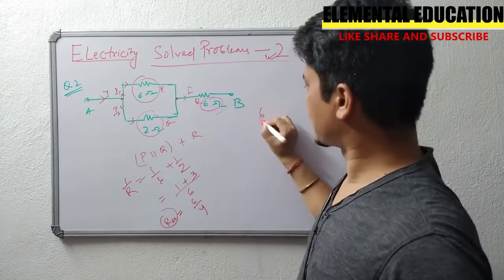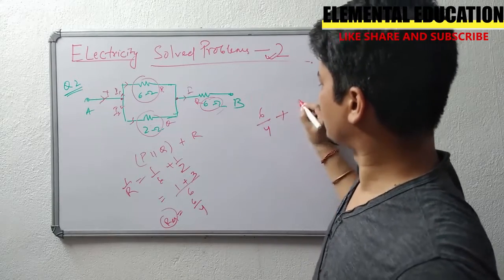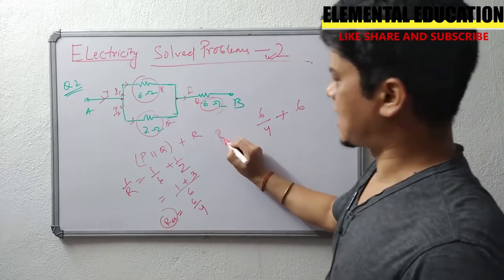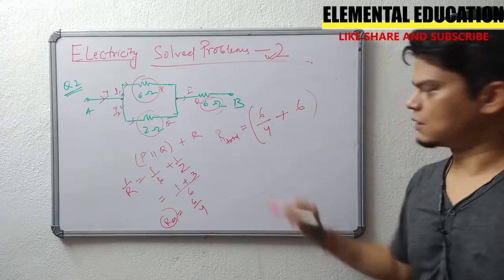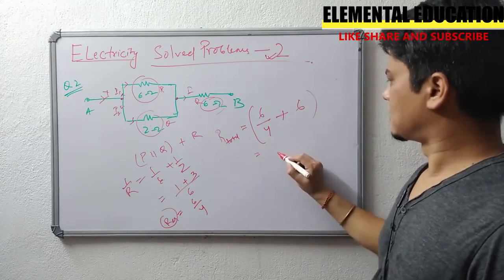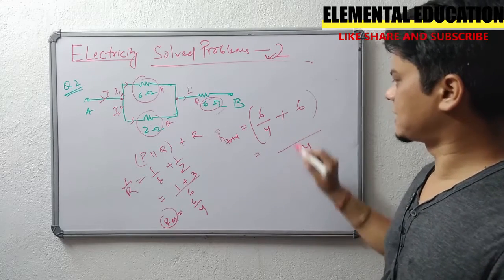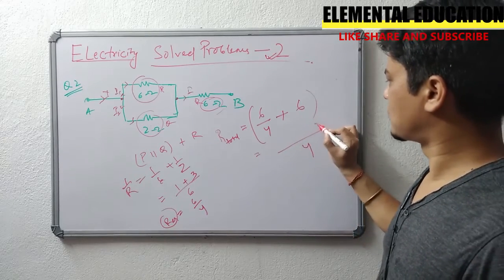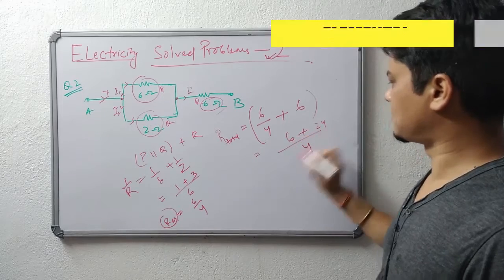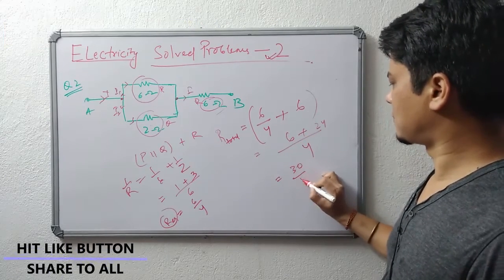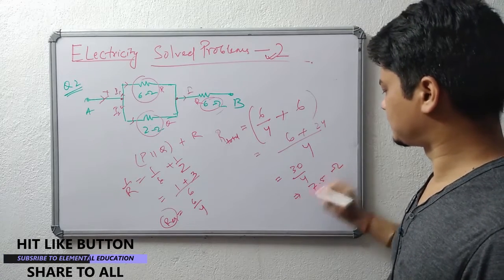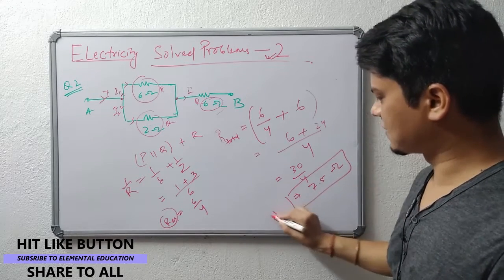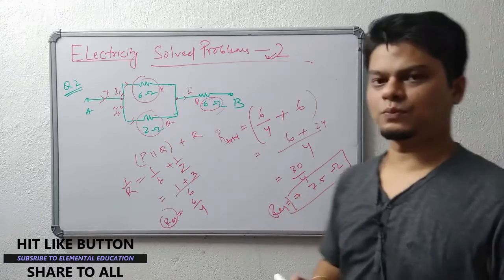Now 6 by 4 plus 6 ohm is the total resistance. R total is 6 by 4 plus 6. How to solve this? 4 is the denominator. Now 6 4s are 24 plus 6. How much? 30 by 4. That is 7.5 ohm. R equivalent is 7.5 ohm.